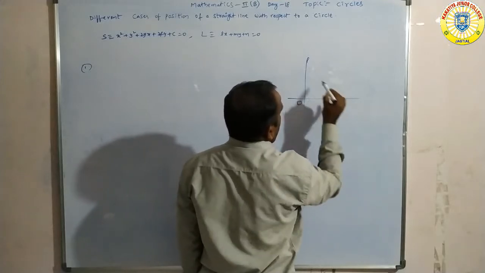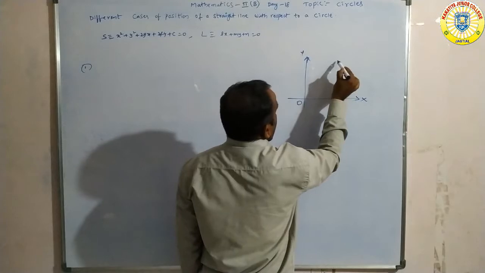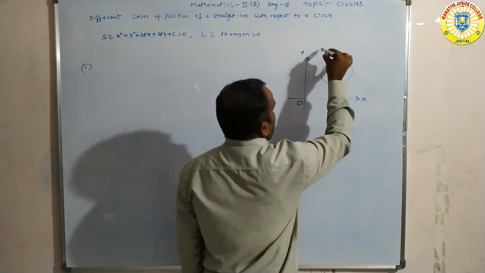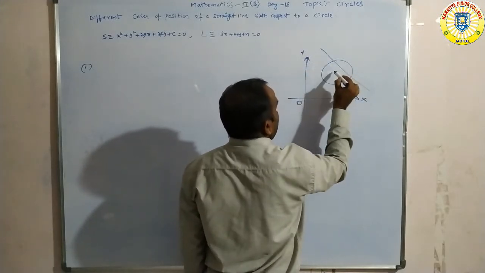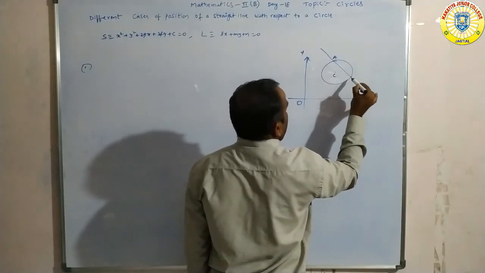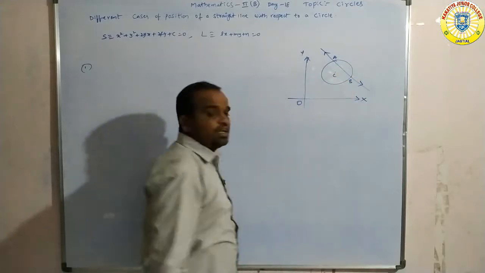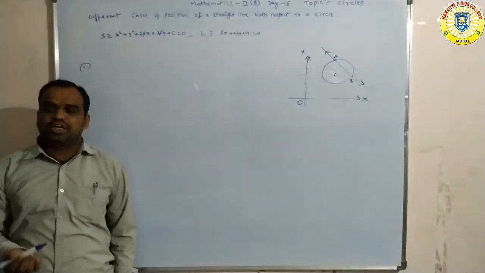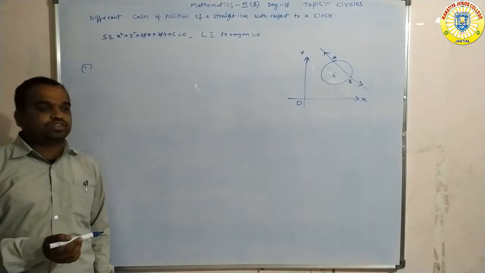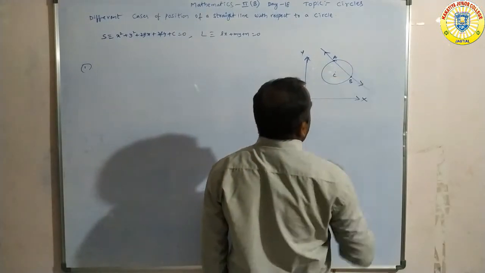This is the coordinate system. This is the x-axis, this is the y-axis. This is the circle, this is the line. Center of the circle. Here the line meets the circle in how many places? In 2 places. The line meets the circle in 2 distinct points. A and B are the 2 distinct points.